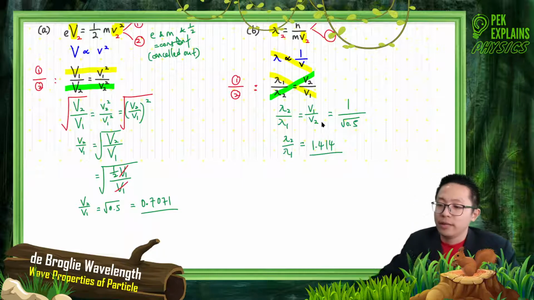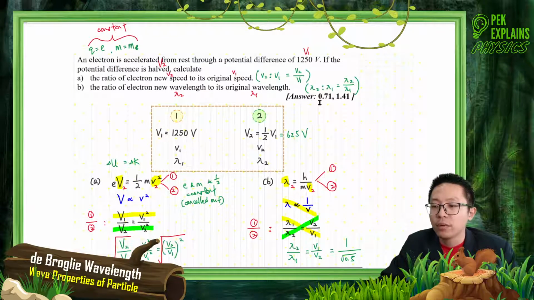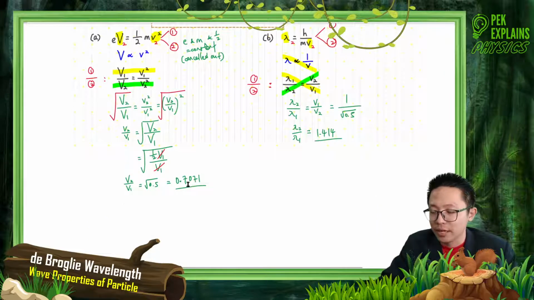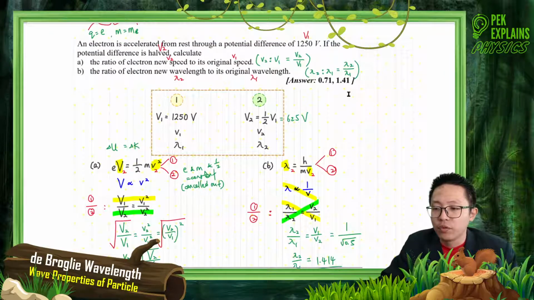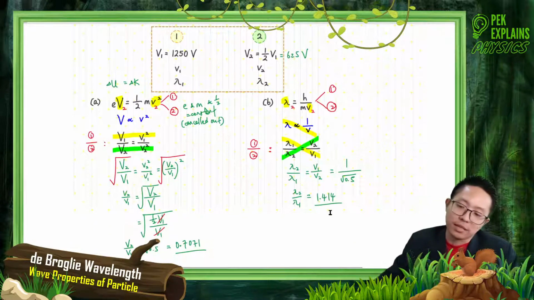Is that correct? Is the answer correct? Let's check the answer. For question A is 0.71. That's correct, 0.71. And then for question 2 is 1.41. 1.41. Yes, that's correct. Okay.